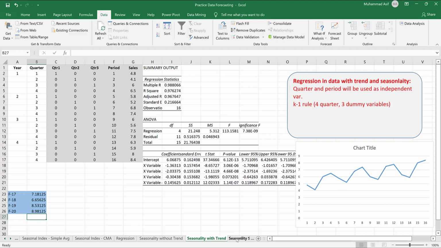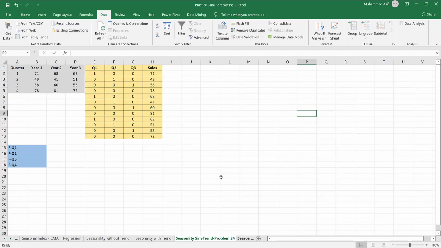Now let's do one more example. In this example, that's problem number 24. We have this data, and again this data has been organized in this format. This is our original data, which means 71 for year 1, 71, 49, and under this data the data of year 2 is appended, and under that the data of year 3 is appended.